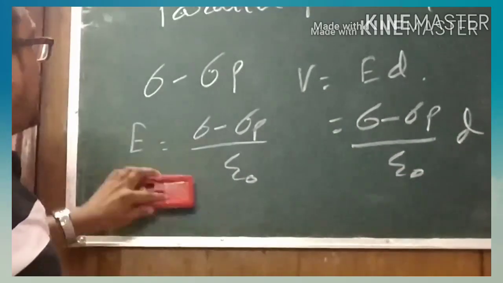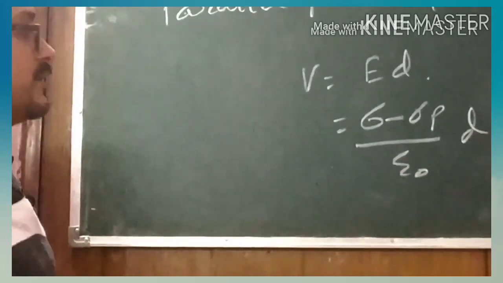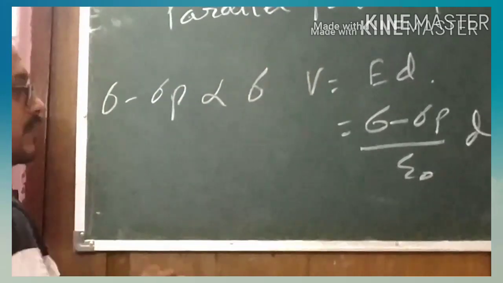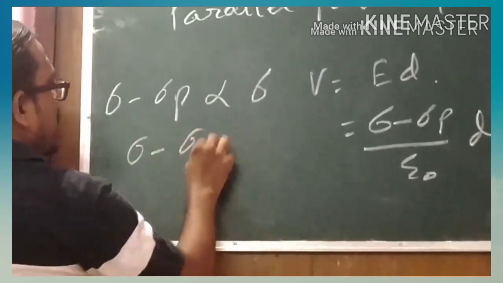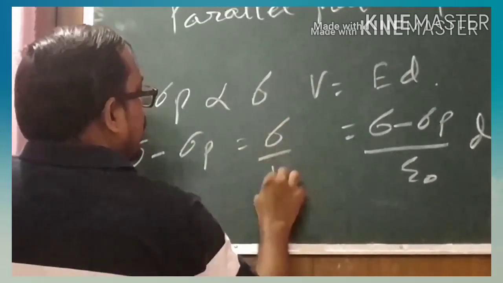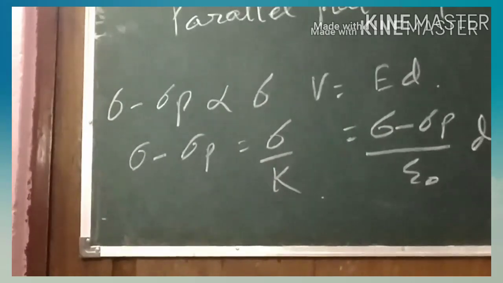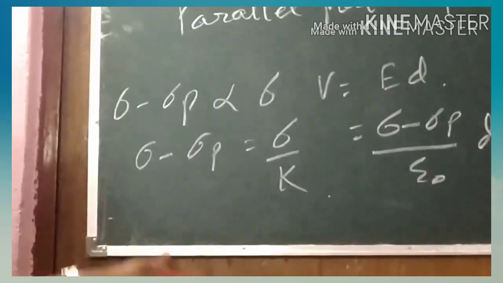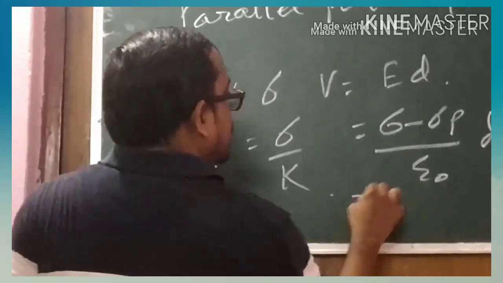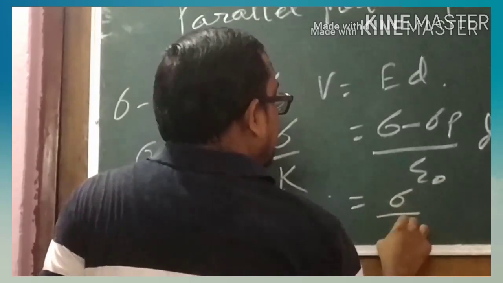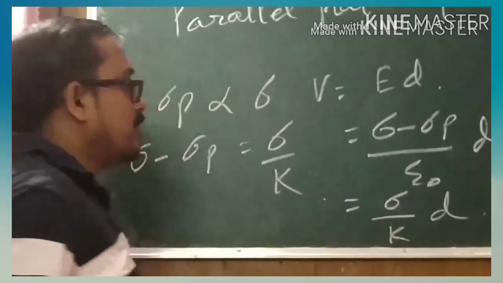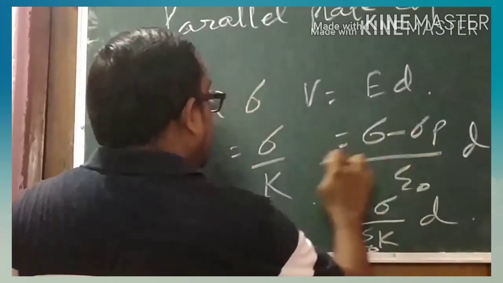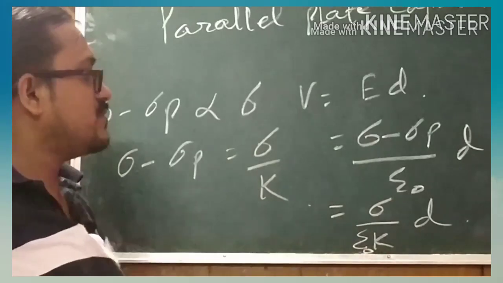For a linear dielectric, the sigma minus sigma p value is directly proportional to sigma. Sigma minus sigma p will be equal to sigma by K, where K represents the dielectric constant. Now putting this value in the equation, we get V equal to sigma by K epsilon 0 into D.